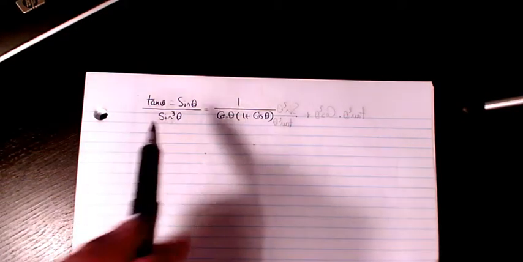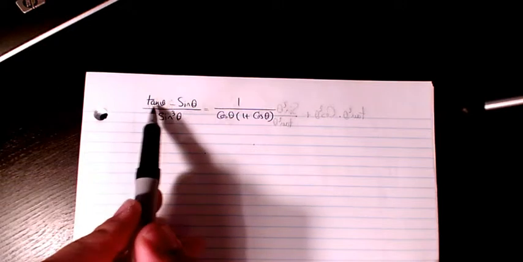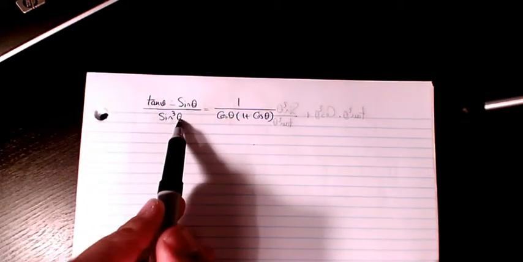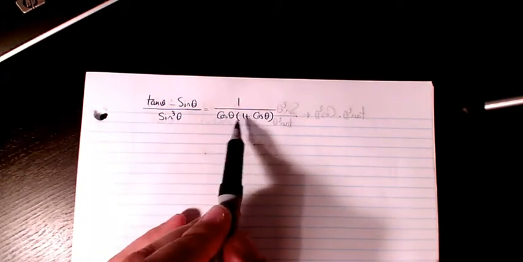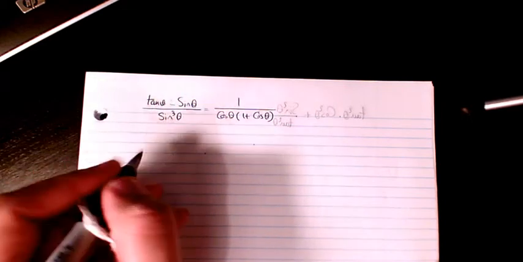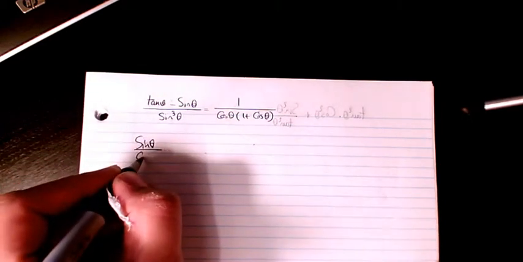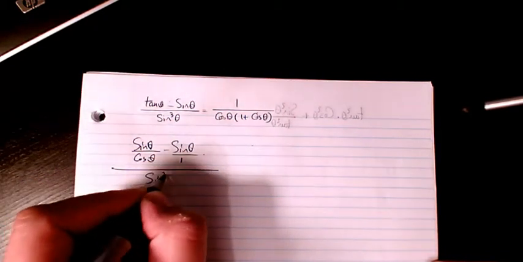In this video I want to prove the trig identity: tan theta minus sine theta, divided by sine cubed theta, equals 1 over cosine theta times 1 plus cosine theta. So I will have sine theta divided by cosine theta, minus sine theta, all divided by sine cubed theta.